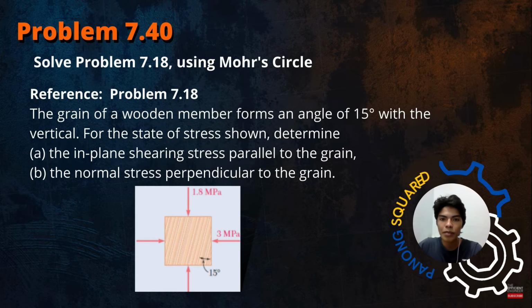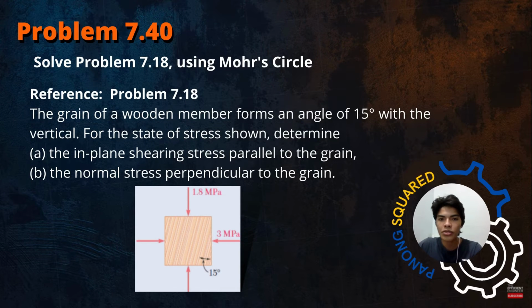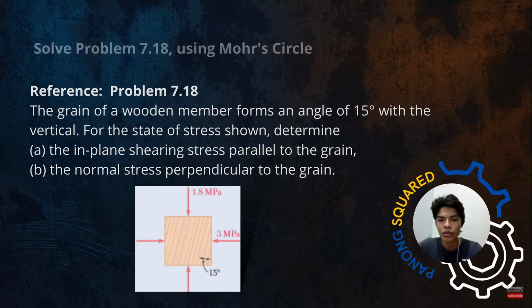For problem 7.40, we're going to solve problem 7.18 using Mohr's circle. For problem 7.18, the grain of a wooden member forms an angle of 15 degrees with the vertical. For the state of stress shown, we're going to determine the in-plane shearing stress parallel to the grain and the normal stress perpendicular to the grain.